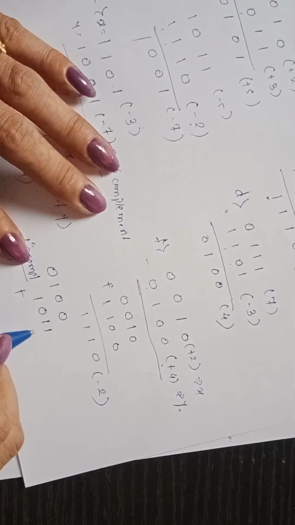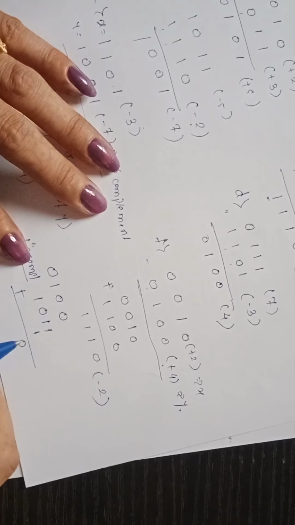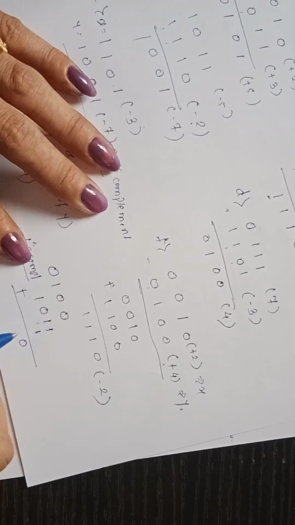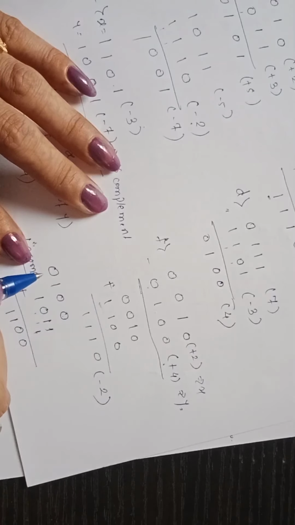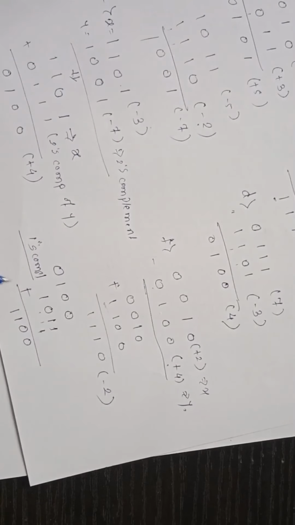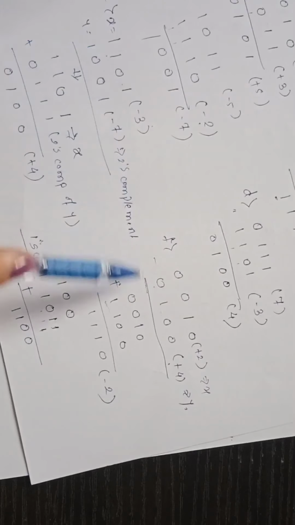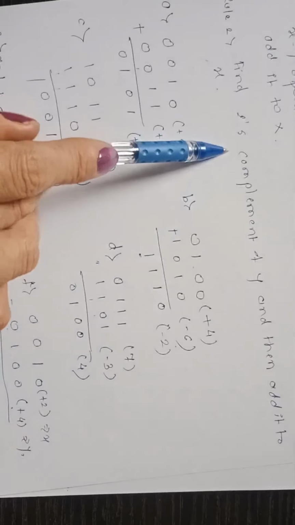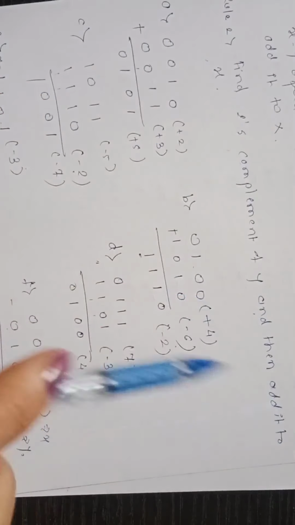Now here we have to add 1 to this 1's complement. So what is 1 plus 1? It is 0, carry 1. 1 plus 1, 0, carry 1, 1. So that is the 2's complement of y. So these examples, E and F, follow rule number 2, that is, find the 2's complement of y and then add it to x.